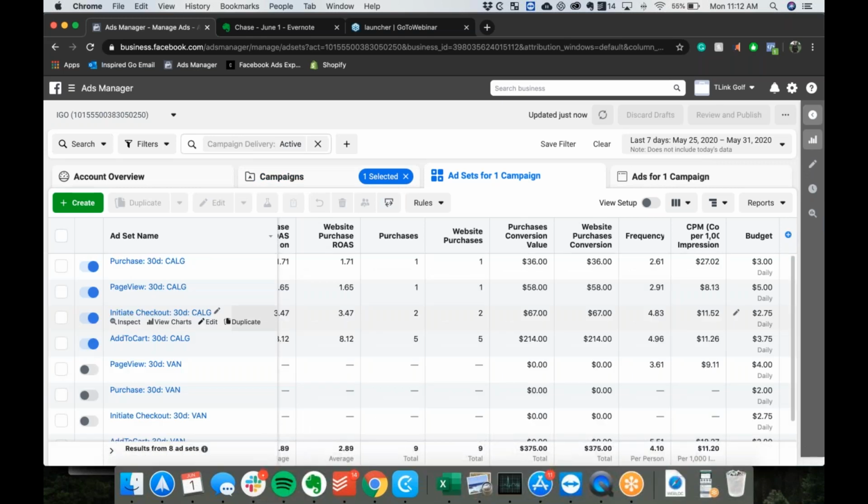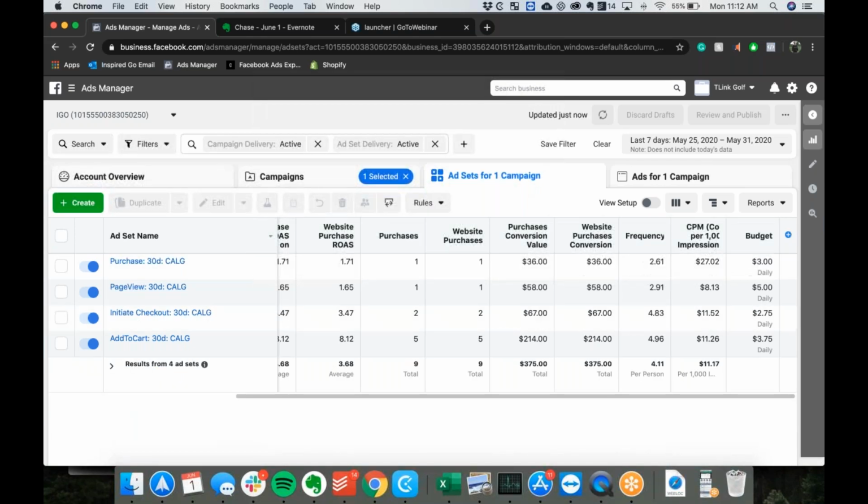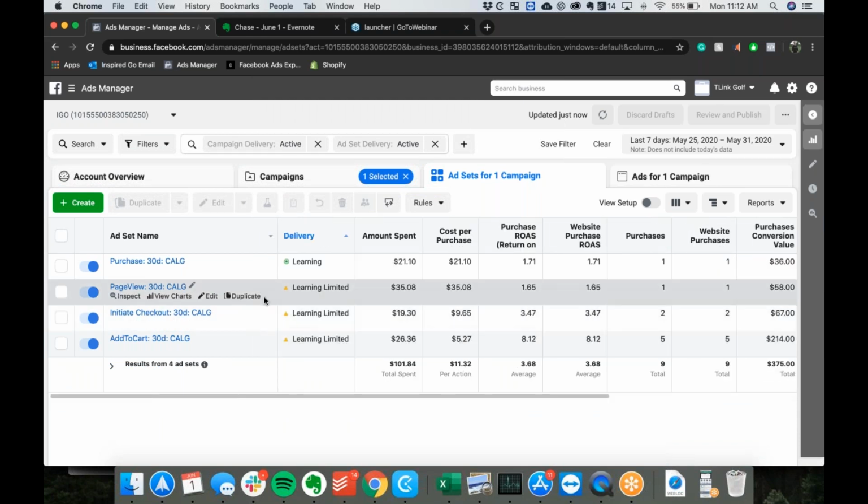Here, I'll show you the ad sets. Oh, it should be a CBO. Oh, really? Well, if you did that, it's going to force a spend into the bigger audience. But the thing is, the bigger audience is the page view, which has the most spend, but page view is the worst performing.